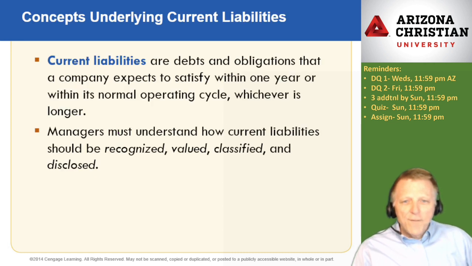All right, if you recall from last week, we looked at long-term assets on the balance sheet, and this week we're looking at current liabilities on the balance sheet. So last week was long-term assets. This week's current liabilities, both discussions about the balance sheet. So current liabilities are debts and obligations that a company expects to satisfy within a year or within its normal operating cycle. Now, as a decision maker, it's important that you understand how the concept of current liabilities works.